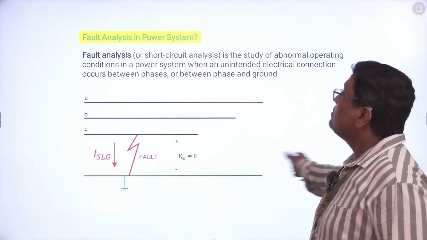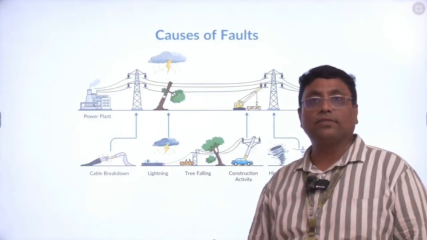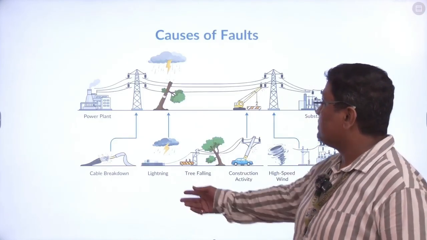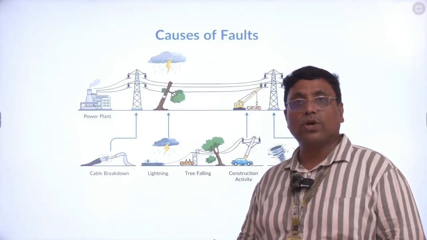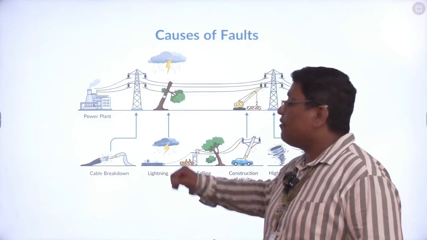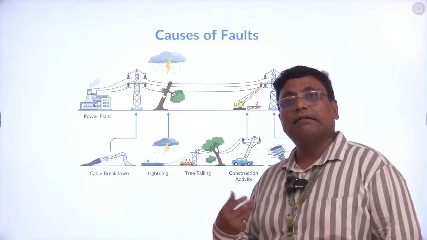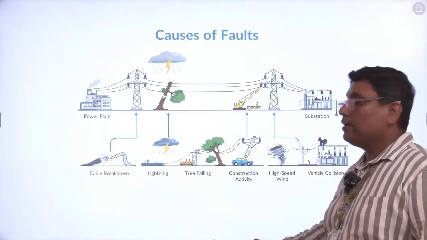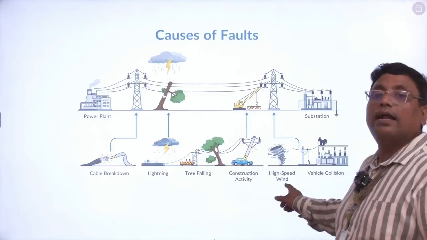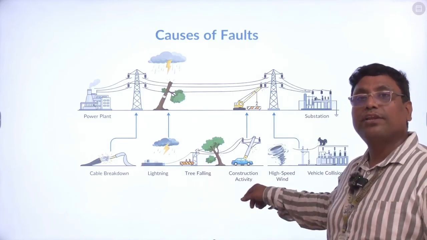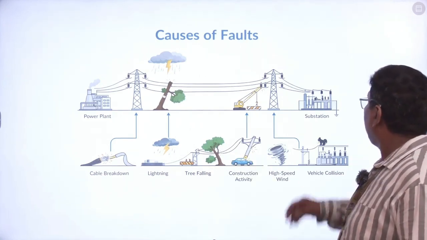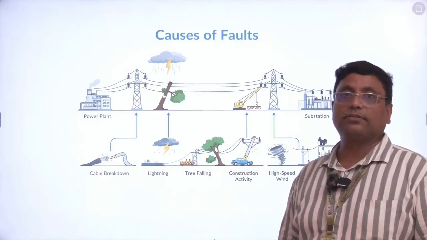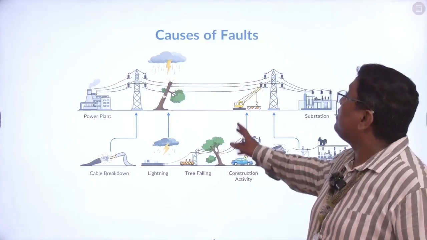So what are the causes of faults? Different types of reasons are available. For example, cable breakdown can also create a fault. Flashover takes place in the conductor or insulator due to lightning, tree falling, construction activity, and high speed wind can also create a line to line fault. Vehicle collision can also damage the conductors, and that will create a fault. So these are the reasons creating faults.